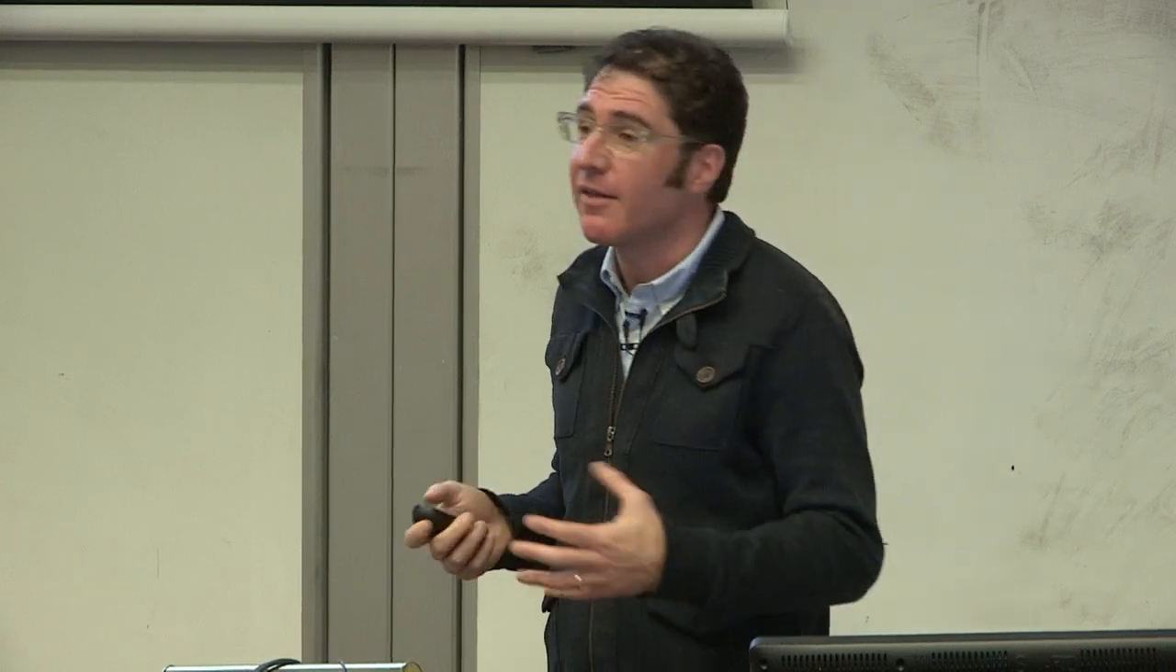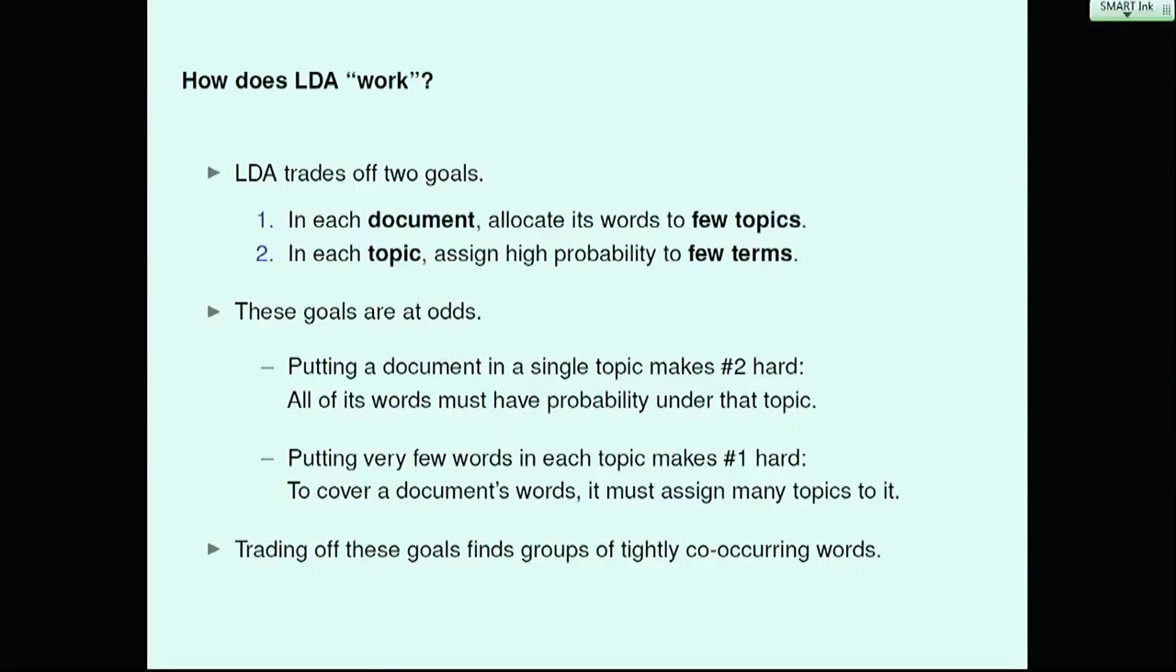Now, these goals are at odds. If I put a document in a single topic, that makes it hard for that topic to assign high probability to few terms because I have to explain all of the words of that document by that topic. Similarly, mirroring that reasoning, if I put very few words in each topic, that makes number one hard, because if I have very few words in each topic, then I'm going to need a lot of topics to somehow cover the words of a document. And so what the LDA posterior does is it trades off these goals to find groups of tightly co-occurring words, and that's why it works.